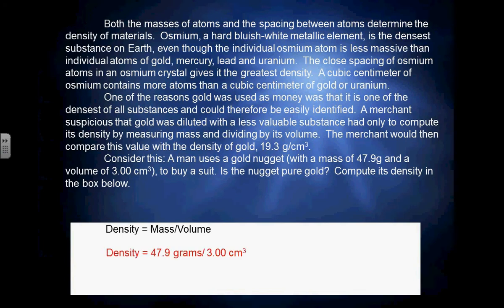No, it is not. So again, we divide the mass, 47.9 grams, by the volume, 3 cubic centimeters. This gives us 15.97 grams per cubic centimeter. No, that's not gold. Pure gold is a density of 19.3 grams per cubic centimeter. Probably it's gold mixed with some less valuable metal.